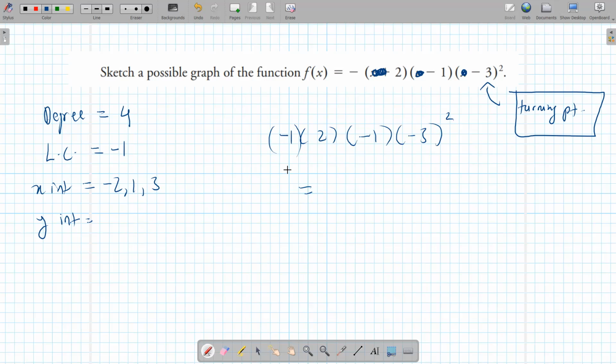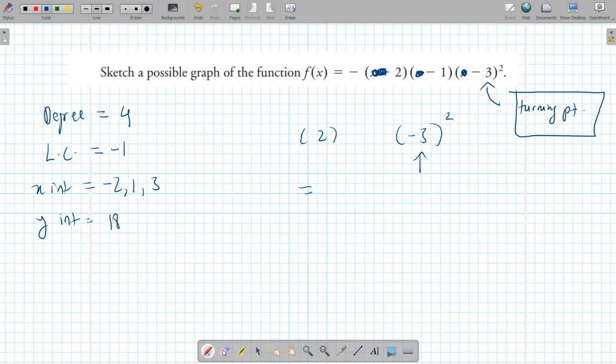-6? Nope. Look at this. -1 times -1 is +1. You can ignore that, right? What's -3 squared? 9. Yeah, what's 9 times 2? 18. There you go, that's the y-intercept.